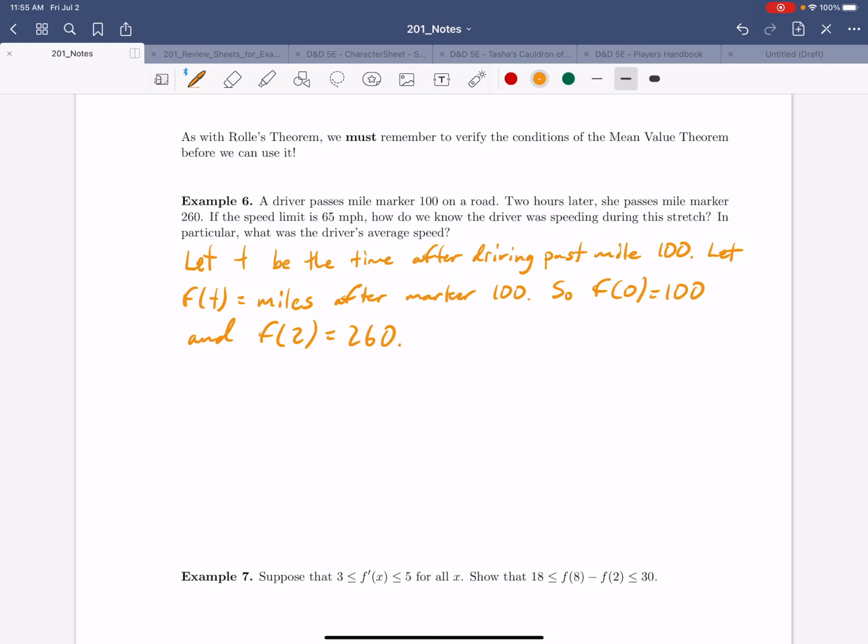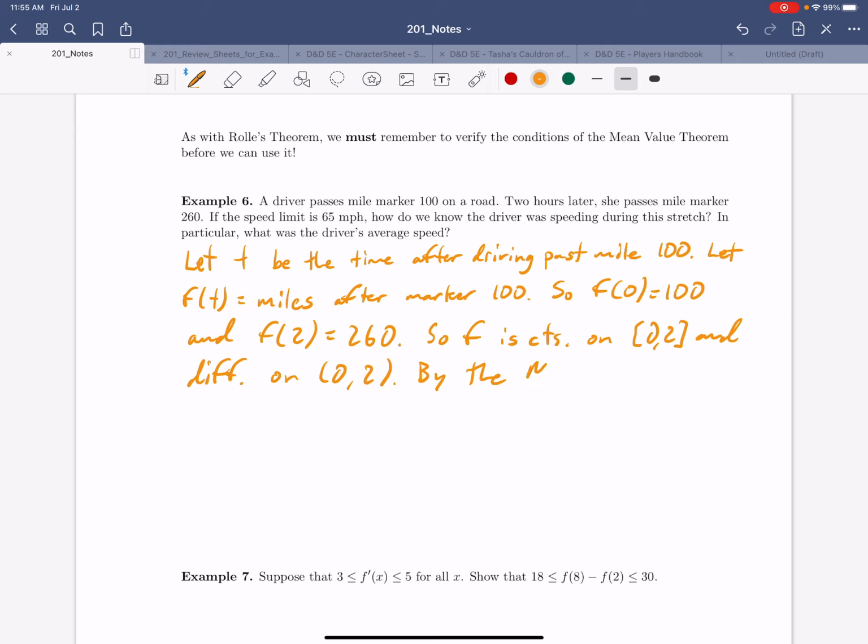So f is clearly continuous and differentiable, right? The position is clearly continuous. They're not teleporting or anything weird like that. And the derivative, right? They always have a speed. They never shifted speeds at a ridiculous rate. They never flipped a gear and just instantly dropped 20 miles an hour. That's not a thing, right? So f is continuous on the interval from 0 to 2 and differentiable on the open interval from 0 to 2.